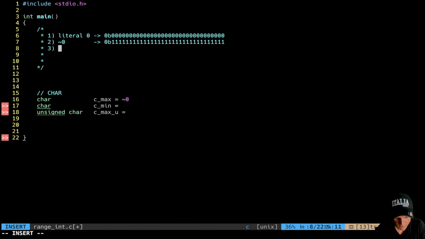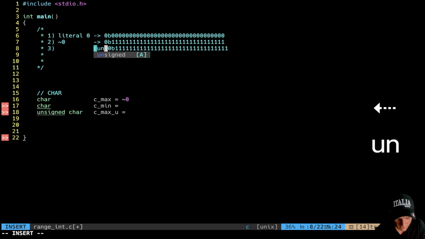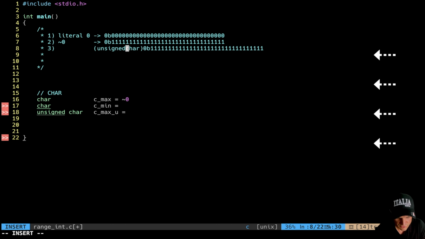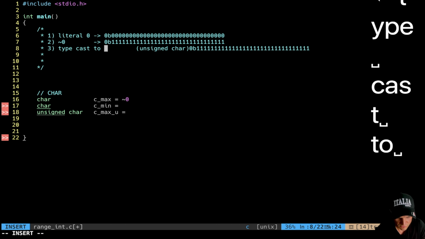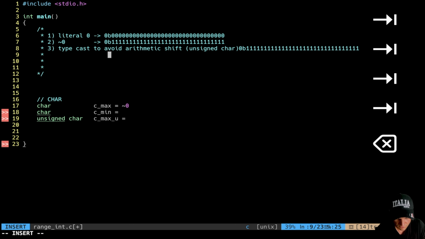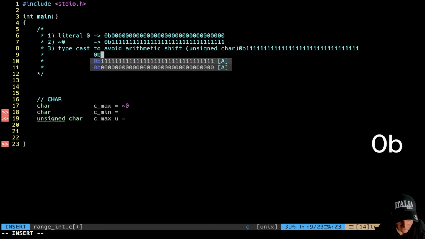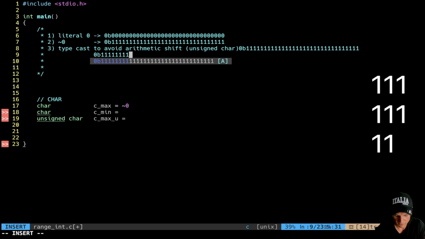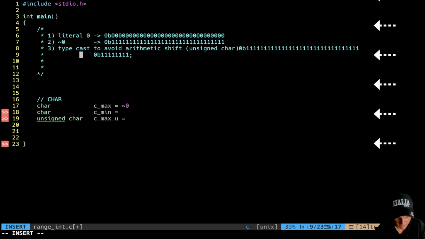Step 3, I'm going to say, okay, I want this, but when I perform the shift operation, I don't want to have problems with the sign of this value. So every time you have a shift operation, just do it with unsigned values. So I'm going to cast this value into an unsigned char, okay? Type cast to avoid the sign-extended shift. So what is going to happen? I have 0b 1111 1111. Okay, that's the result after the typecast.